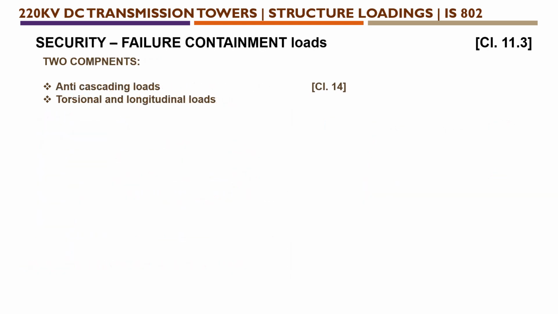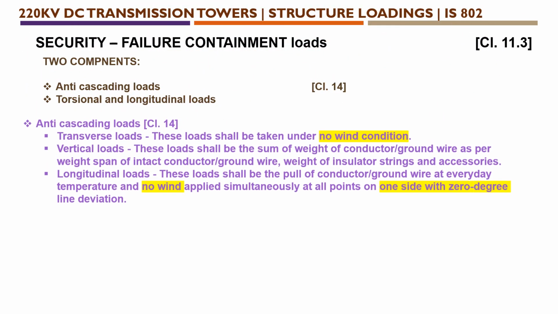Next one is security failure and contaminant loads. In this there are two components. One is anti-cascading loads, another one is torsional and longitudinal loads. For anti-cascading loads, we need to refer to clause 14 of IS 802. For security failure and contaminant loads, we need to refer to clause 11.3. Clause 14 mentions that three-dimensional loads are to be applied under anti-cascading loads. One is transverse loads. In this case, we should not consider any wind loads.